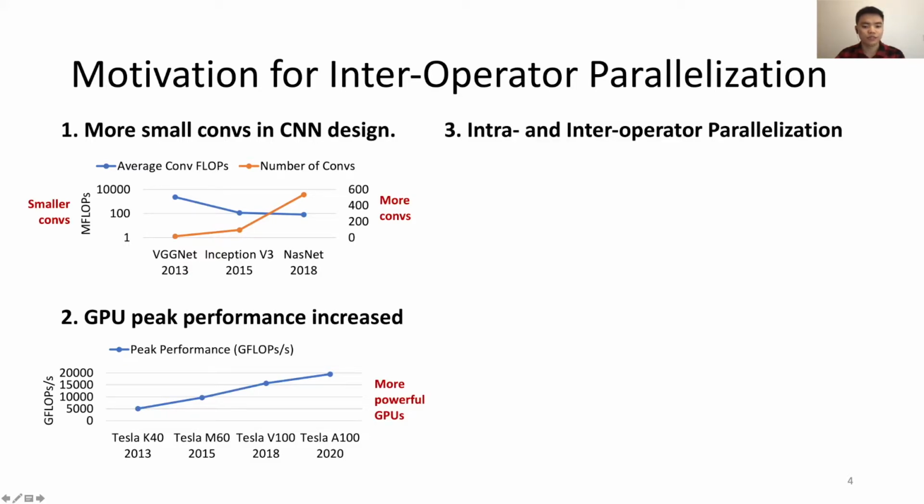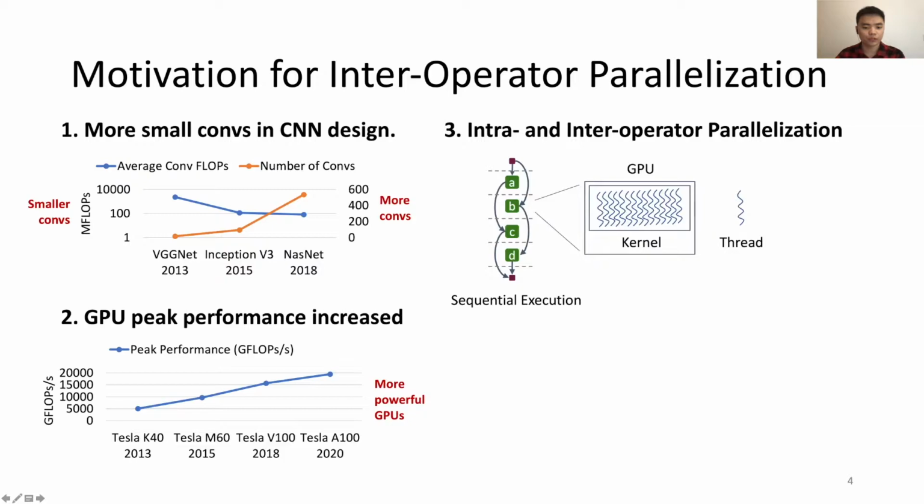Then let's have a look at intra- and inter-operator parallelization. Sequential execution is widely adopted by deep learning frameworks, which execute the operators one by one. Computation of the operator is parallelized through the threads in a GPU kernel. We call such kind of parallelization intra-operator parallelization. It can suffer from an underutilization problem, especially when we execute a small operator on a powerful GPU.